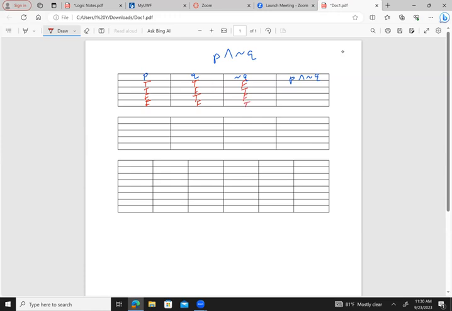Now we have an and statement. So both have to be true for it to be true. And we're looking at P and not Q. Well, I can see here, not Q is false, so this is false. Here, they're both true, so it's true there. Here, they're both false, so it's false. And here, P is false, so it's false.